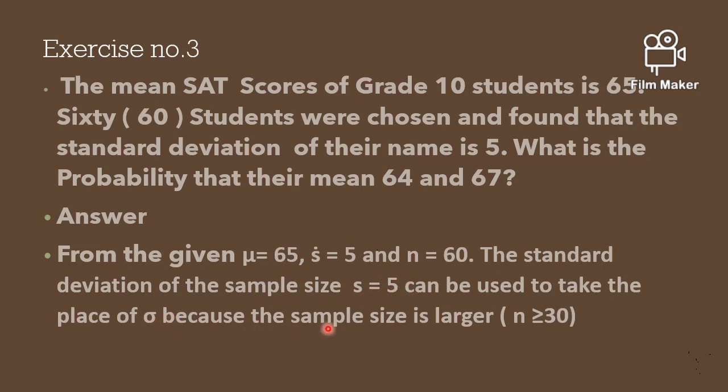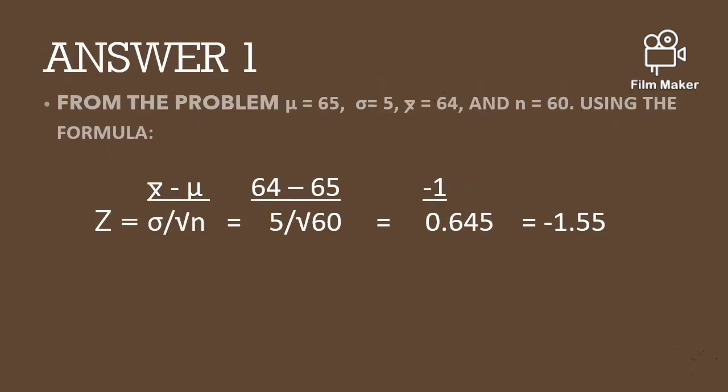Because the sample size is large, n is greater than or equal to 20. Kasi meron tayong 60. Ito yung mataas kasi naman eh. So, yun gagamitin natin po. To get the answer, first, we need to substitute the mean as 65, standard deviation is 5, and the sample mean is 64. And then n is equal to 60.